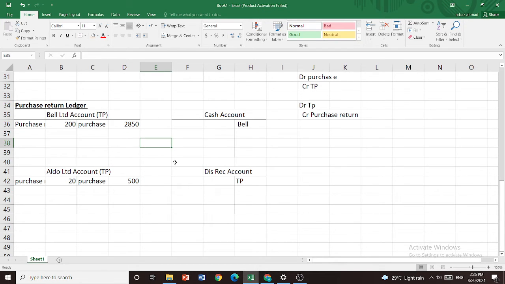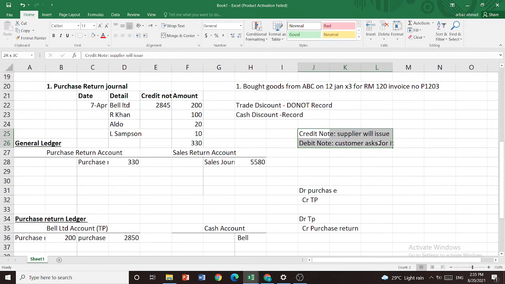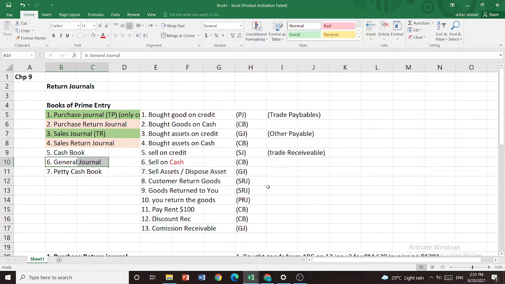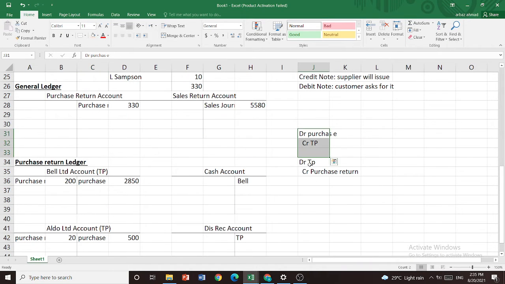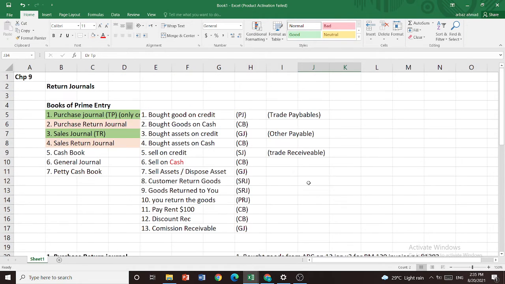Still we are dealing with trade payables, but on the opposite side we are returning them. And two things you have to know are these. After that, journal. So all these entries we do are actually called journal. There are two types of journals. One is called specific journal, which are these, and one is called general journal.